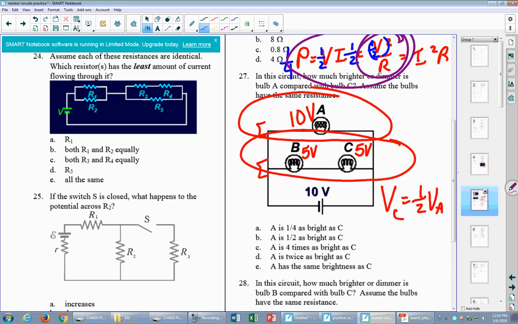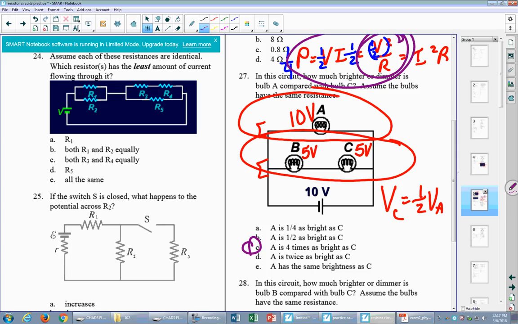Yeah, I'm sorry. I was answering how is C compared to A, but really I want to know how is A compared to C. And if C is 1/4 as bright as A, that means A is 4 times as bright as C. You see where I was answering a different question than what it asked.